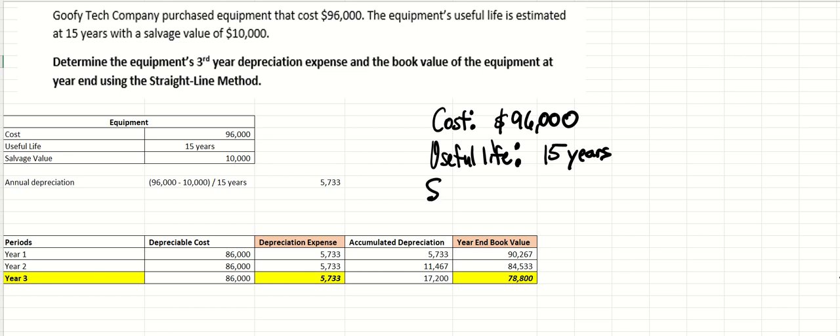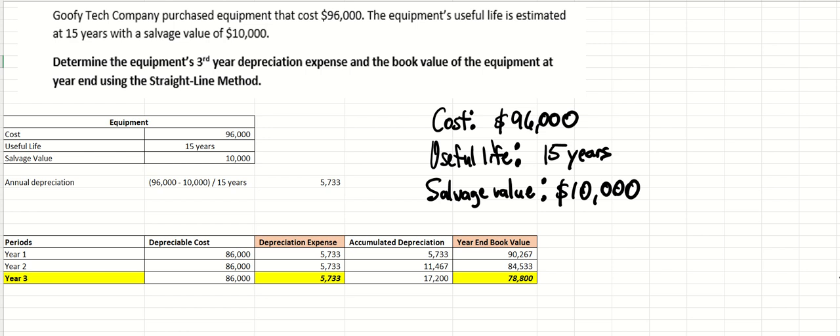Then it has salvage value. All right, salvage value here is $10,000. So this means that the company thinks that after they use this equipment up for 15 years, they can get $10,000 for it once they sell it. Now, a company's equipment could be zero or not worth anything, but you have to know what that value is so that way you can determine what the depreciation expense will be.